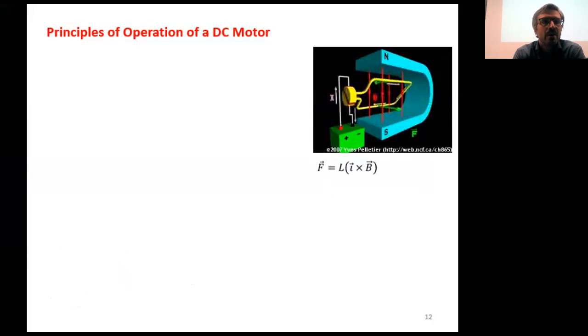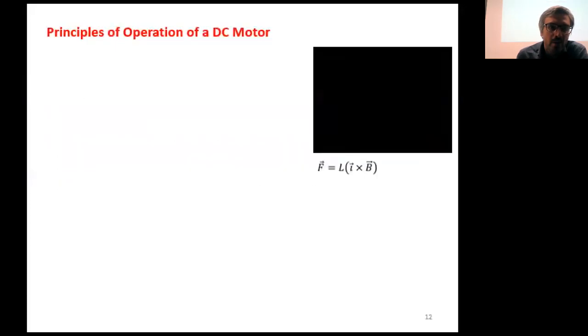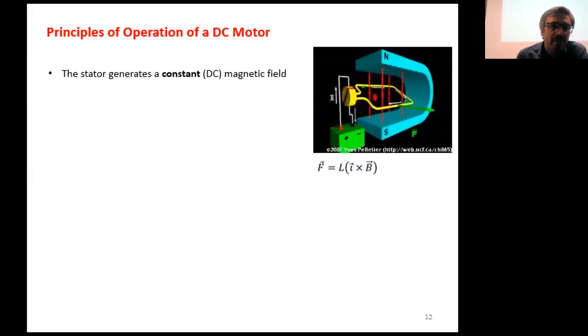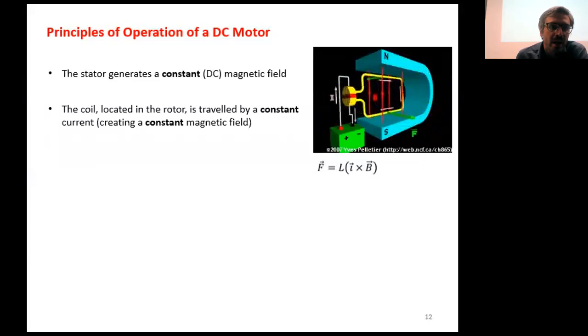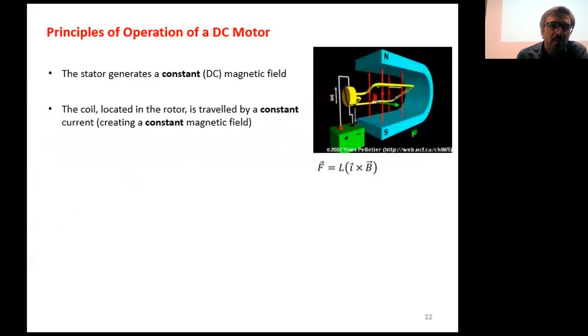Let's talk now about the principle of operation of a DC motor. Remember the Lorentz law that we saw, and in this case, let's consider a simple case where we have a constant statoric field and a coil on the rotor that is supplied with a constant current.